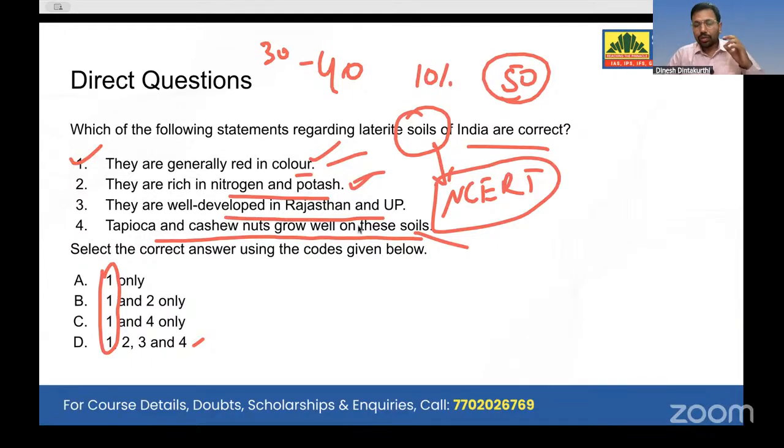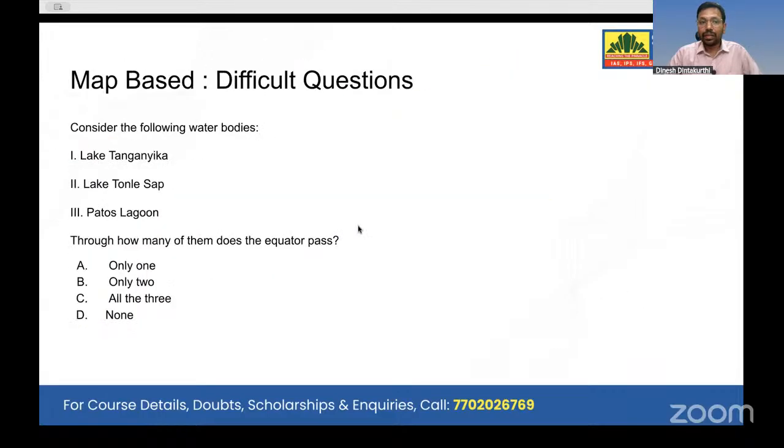Here, we are not going into the depth of what is right and what is wrong, but the source and also how the questions are being asked. Next question, look at this. This is also map based, but a difficult question. Look at these 3 lakes. This was very difficult, I used to say, because there are 3 lakes: Lake Tanganyika, Lake Tonle Sap, and also Portus Lagoon.